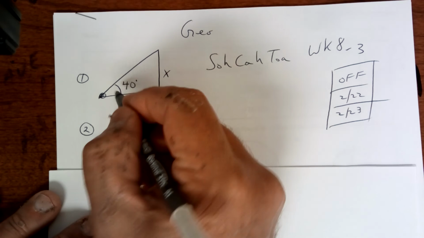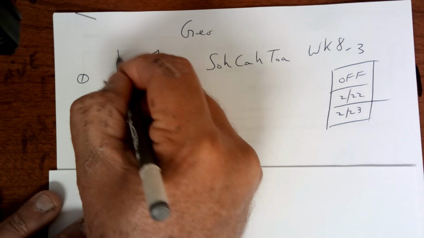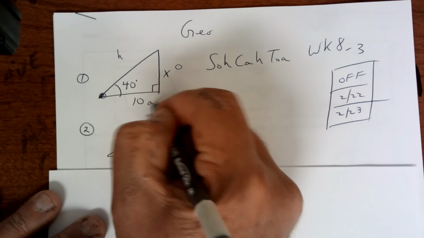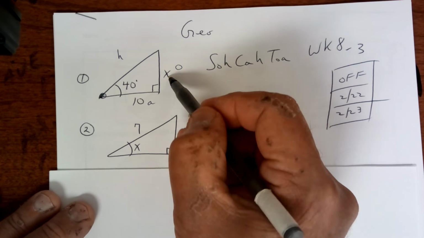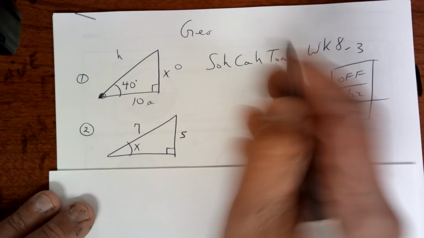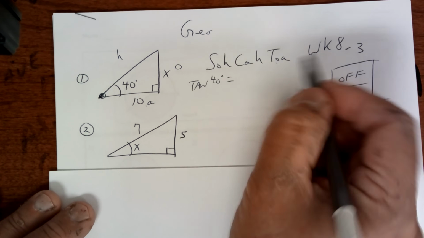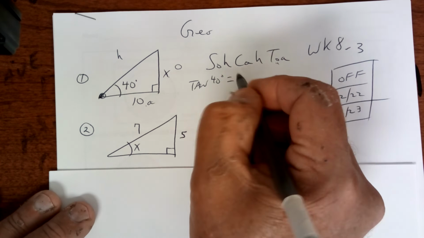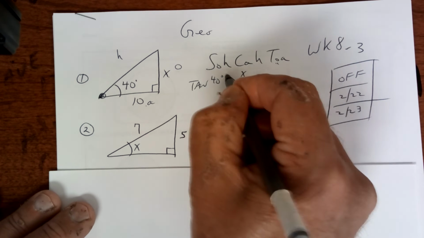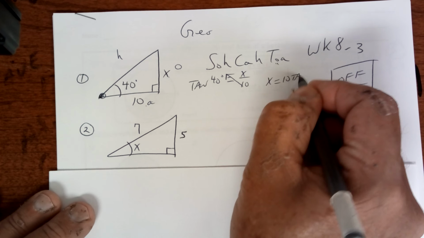This one straight out is opposite. This one should be the hypotenuse, and this one is adjacent. So we're looking for x, and we know what a is, so that's an O and an A, so that's going to be the tangent of 40 degrees equals the opposite. The one in the middle goes on the top, so x over 10. So you're going to multiply by 10, so x is going to be 10 times the tangent of 40 degrees.